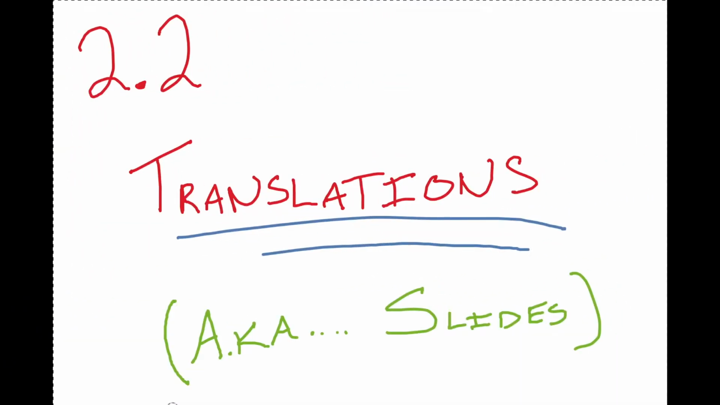Today we're going to take notes on Chapter 2, Section 2, which is titled Translations. Translations are also known as slides. We're going to be sliding shapes, points, lines, everything you can think of across the coordinate plane. Alright, so let's get started.